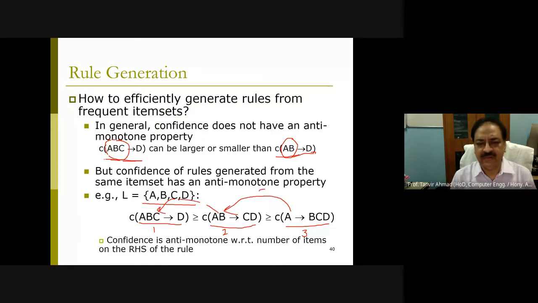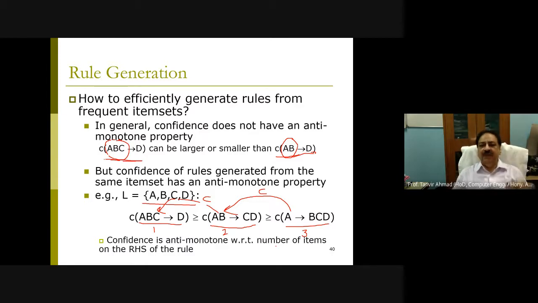This is a subset of this, and this is a subset of this. Why? Because ABC, AB, and A are generated from ABCD. And therefore, we can say that the rules generated from the same item set have an anti-monotone property. Okay. Therefore, what is the statement I can say? Confidence is anti-monotone with respect to the number of items on the RHS of the rule.